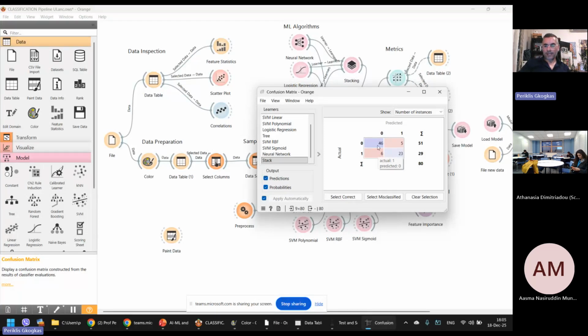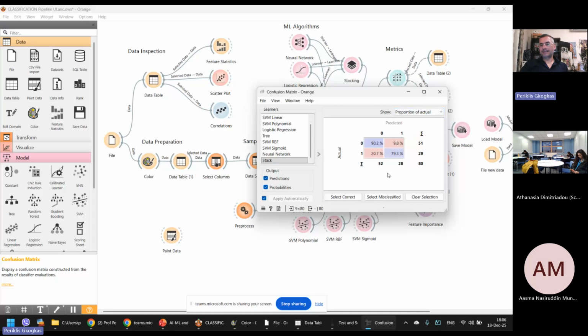So these are the correct classifications: a 0 that's classified as 0, and a 1 that is classified as a 1, in this main diagonal. And on the secondary diagonal, we have all the misclassifications of our model. These are the numbers of instances, as you see here. So 46 people are correctly classified as good customers, but to compare different data sets, you can also use the proportion of actual.